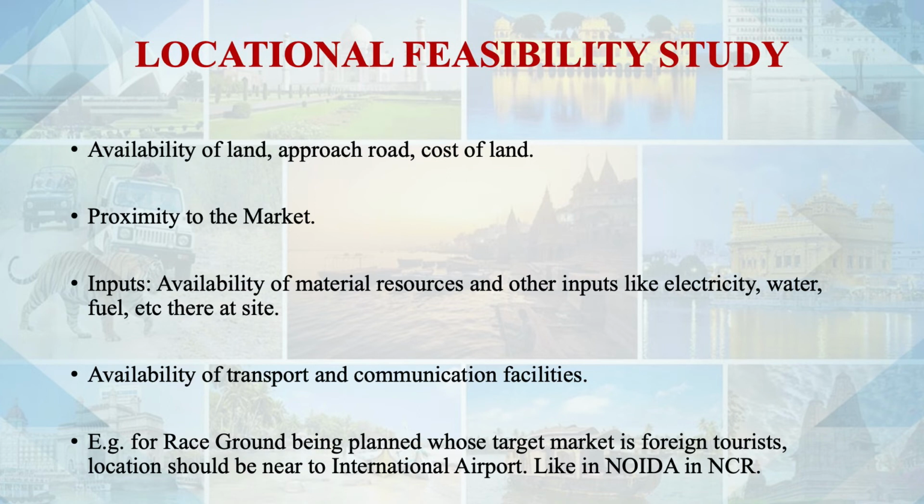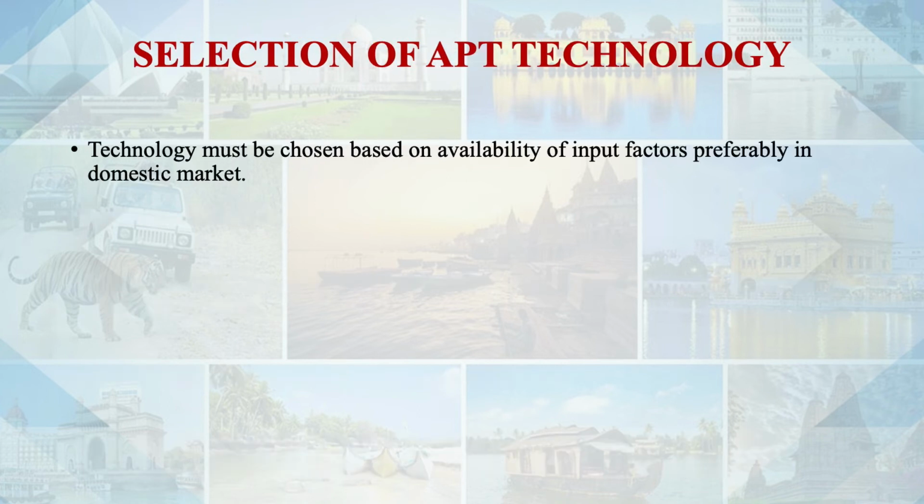Selection of appropriate technology for plant and machinery is very important, so let's discuss this second point of technical aspect. It includes that technology must be chosen based on availability of input factors, preferably in the domestic market. If we depend on foreign input factors and then scenarios change, problems may come. Likewise, many companies were depending on low cost input factors from China. Nowadays, India really wants to establish itself in competition to China, and we don't really appreciate that input factors come from China.